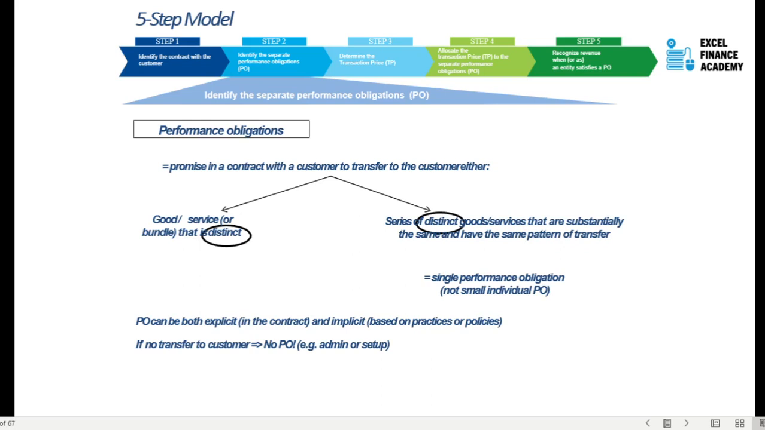So that is called a performance obligation. Our goal here is to identify a single performance obligation. There can be multiple, but you have to combine them until you get one distinct, single performance obligation. That's the idea of IFRS 15.